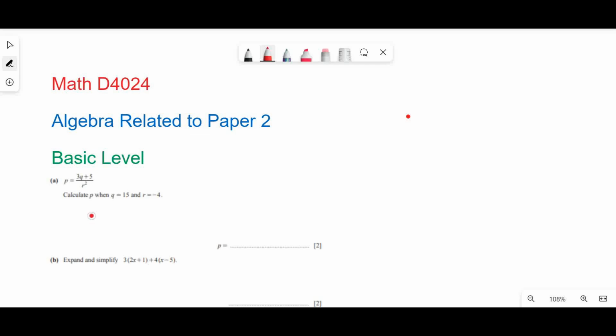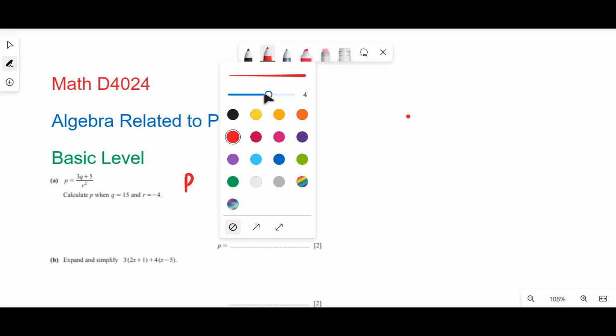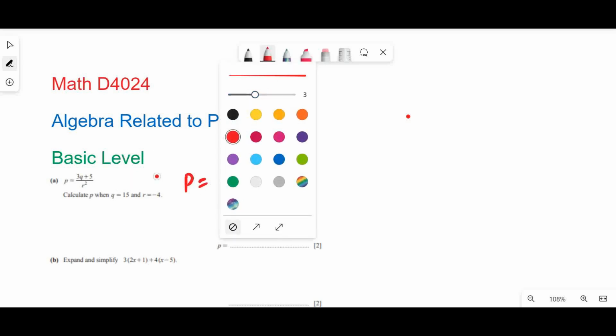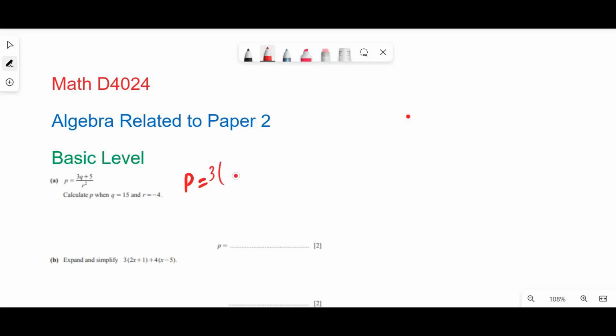Now just put it in this one, so p will be equal to (3 into q. Now the value of q is 15, so 3 into 15 plus 5) whole divided by (minus 4) whole square. So this will be equal to (45 plus 5) whole divided by positive 16. So this will be equal to 50 by 16.